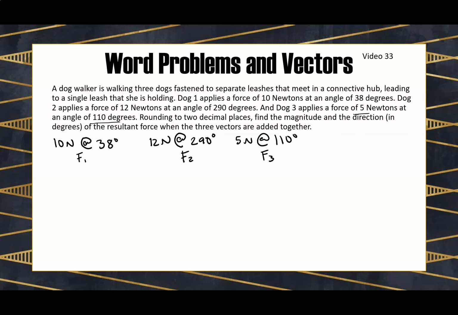So you basically have to go with the problem and find the newtons and the degree for each dog, which is each force. So same thing here. If you want to try this on your own, go ahead and pause the video. But we basically have to find f sub 1 of x, f sub 1 of y.